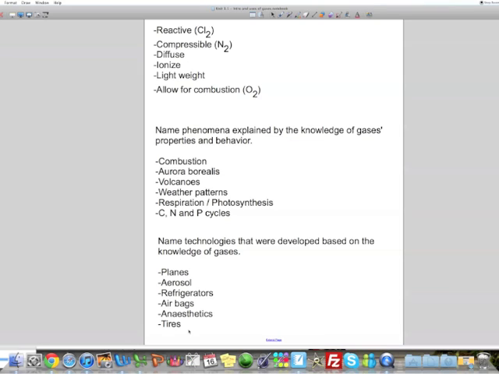So again, by knowing how gases work and what their properties are, we can decide how much pressure to put in the tires to have the perfect ride and not use too much gas either. So it's not only a question of comfort, but it's also a question of efficiency as far as combustion goes.